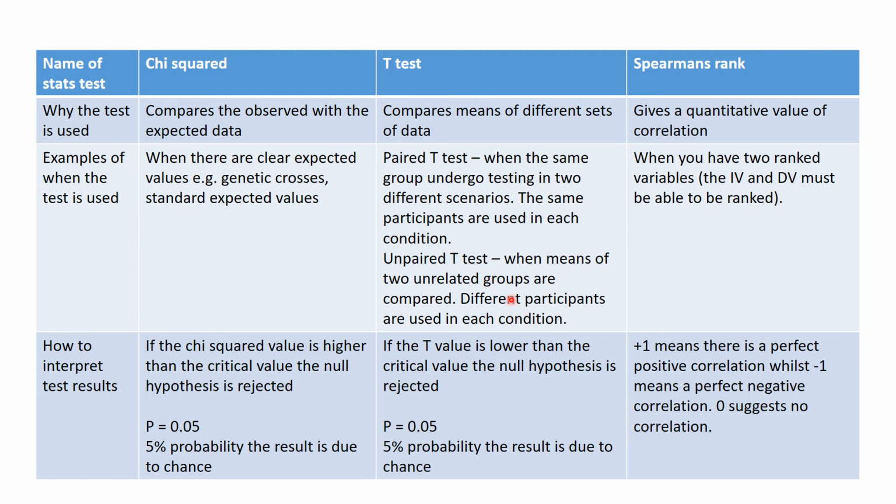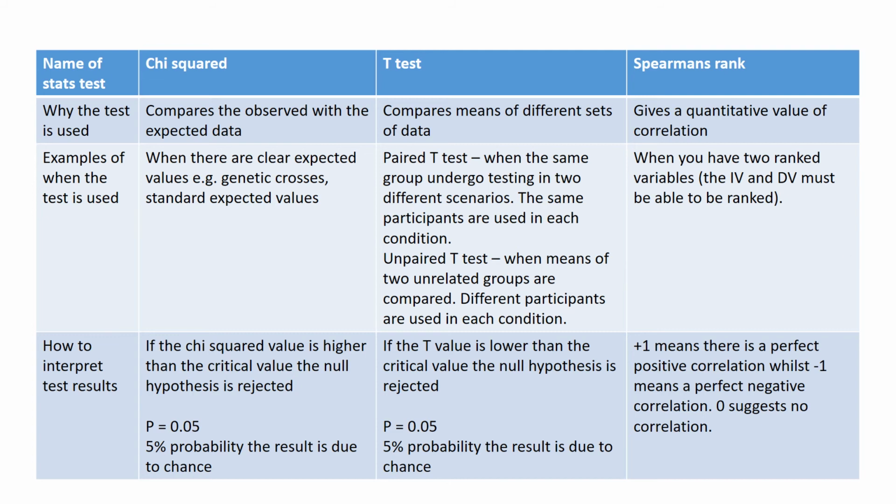When you calculate your t-value, again, you have to compare it to a critical value. The t-test critical value table is different to the chi-squared critical value table. So if your t-value is lower than the critical value, the null hypothesis is rejected. And again, p equals 0.05, so there's a 5% probability the result is due to chance.